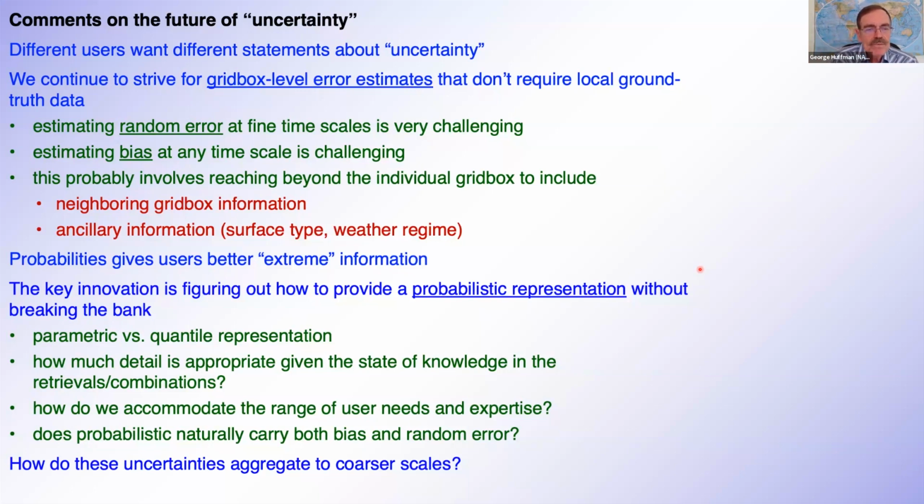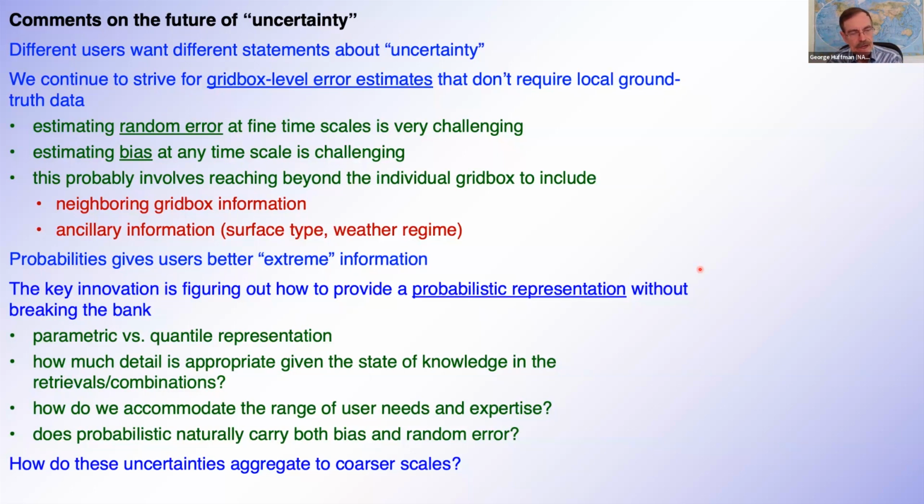If we give users probabilities, a probability spread, not just a random error, that gives them better extreme information. But how do we do this without breaking the bank? If I hand a user 10 quantile values, their head's going to explode and they won't use it. So there's a question: is it parametric, which sort of forces things to look the same?